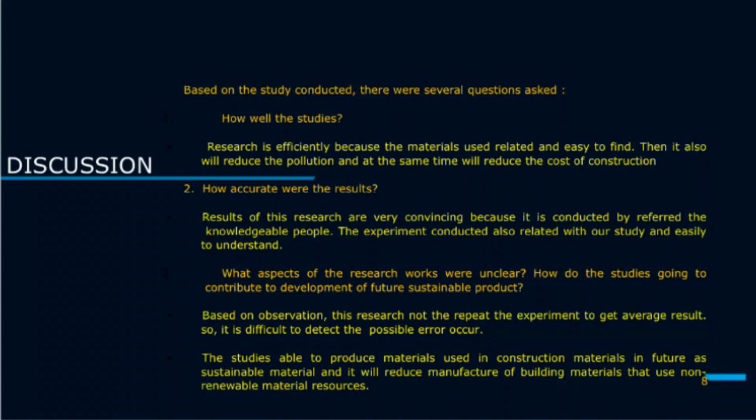Next, what aspects of the research work were unclear? Based on observation, this research did not repeat the experiment to get every result. So it is difficult to detect the possible errors that occur, and the research also did not determine what the possible errors in this activity are.